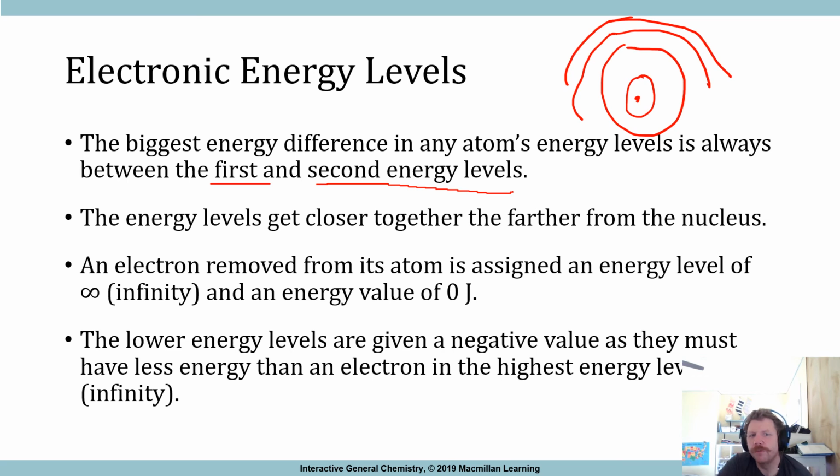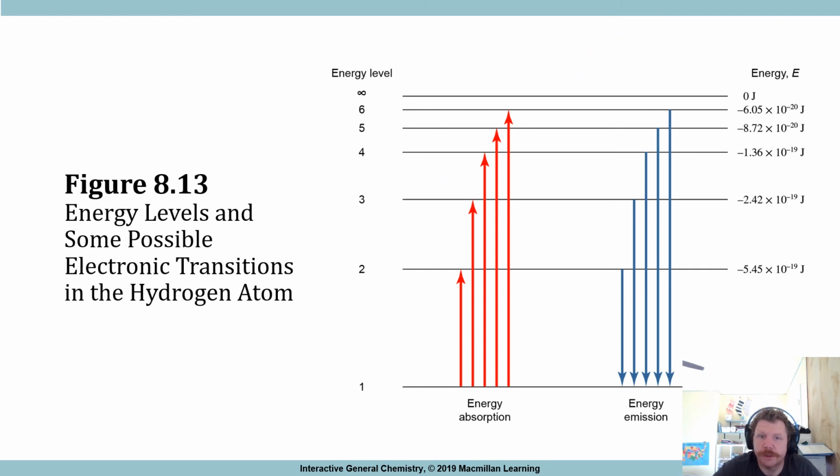An electron removed from its atom is assigned an energy level of infinity and an energy value of 0 joules. The lower energy levels are given a negative value, as they must have less energy than an electron in the highest energy level, infinity. Now, here's a representation of those different energy levels.